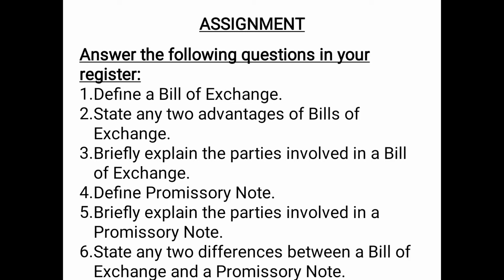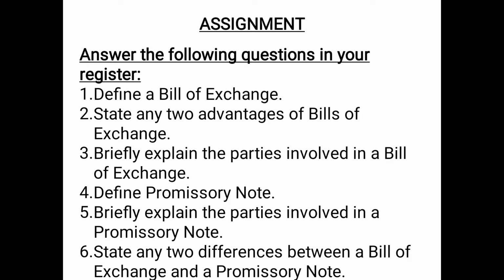Question number 5, you have to briefly explain the parties involved in a promissory note. In a promissory note, there are only 2 parties. One is the maker, who promises to pay a certain sum of money to some other person, and another party is the payee. Payee is the person who receives the payment.